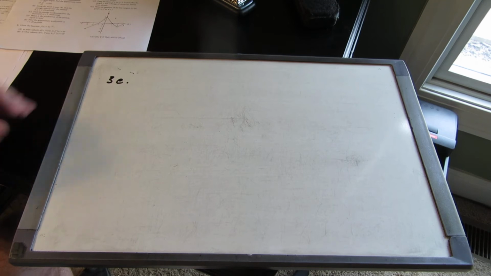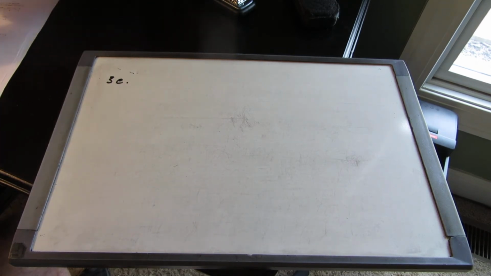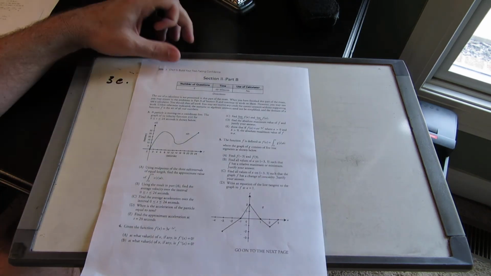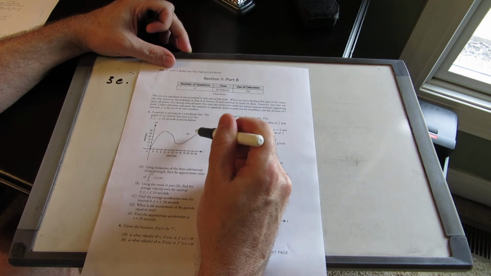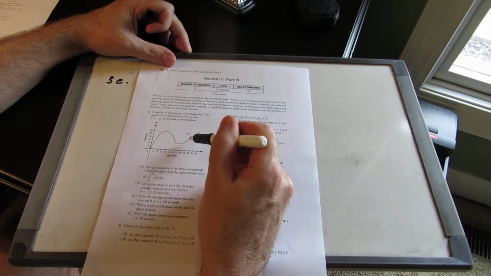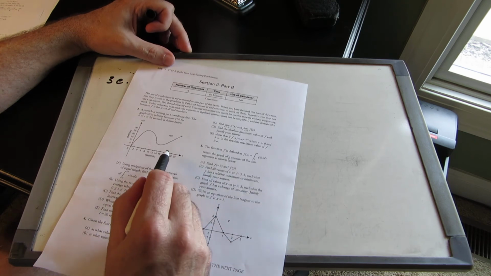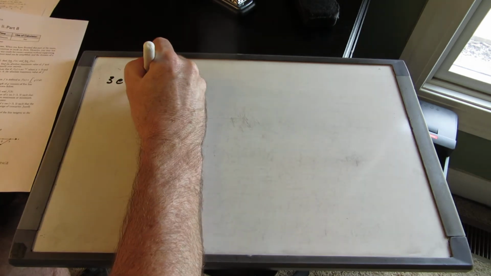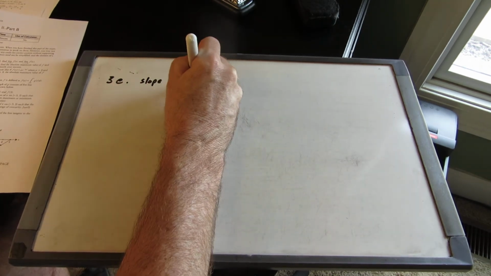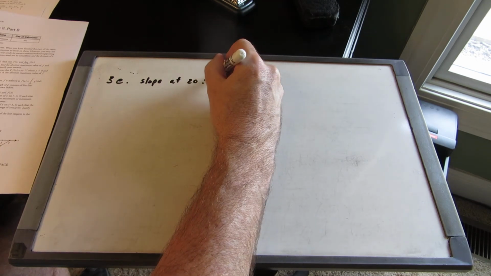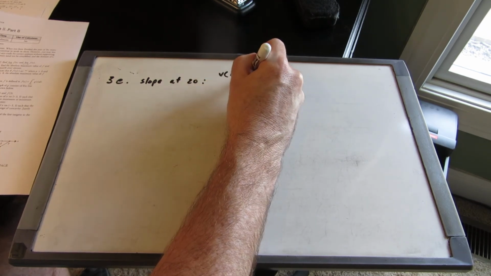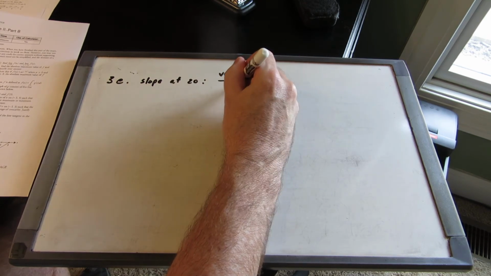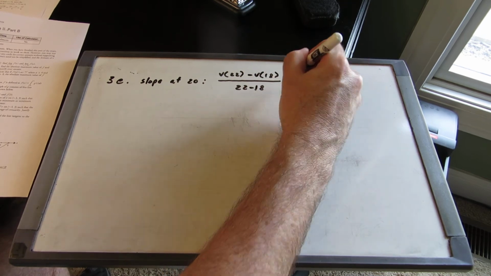Okay, part E says find the approximate acceleration at 20. So what you need to do is find the slope at 20 if you want to get acceleration. So I would probably just pick 22 and 18. So the slope at 20, I would do 22 minus 18, those are 2 points that are right around it, over 22 minus 18. So V of 22 minus V of 18.